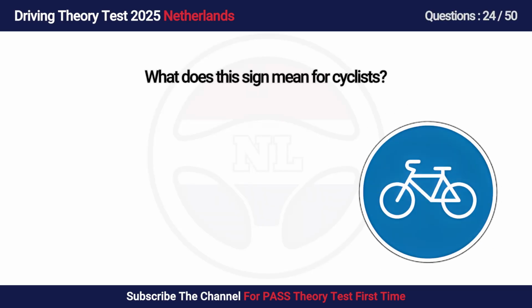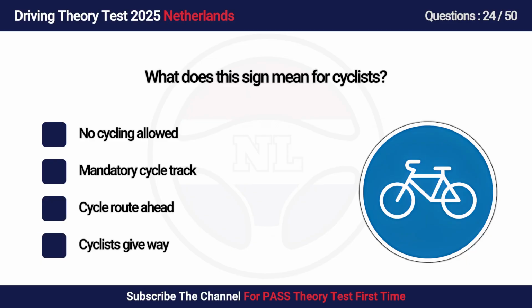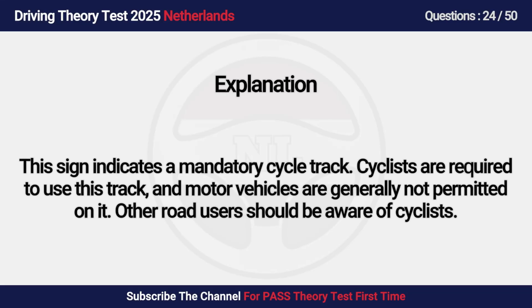Question 24. What does this sign mean for cyclists? A. No cycling allowed. B. Mandatory cycle track. C. Cycle route ahead. D. Cyclists give way. Answer is B. Mandatory cycle track. This sign indicates a mandatory cycle track. Cyclists are required to use this track, and motor vehicles are generally not permitted on it. Other road users should be aware of cyclists.